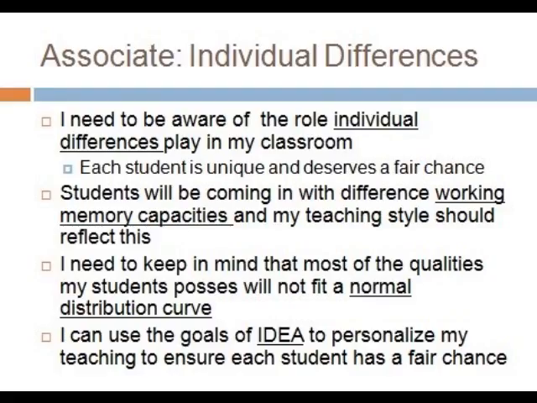I need to be aware of the role individual differences play in the classroom. Each student is unique and deserves a fair chance. Students will be coming in with different working memory capacities, and my teaching style should reflect this. I need to keep in mind that most of the qualities my students possess will not fit a normal distribution curve. I can use the goals of IDEA to personalize my teaching to ensure each student has a fair chance.